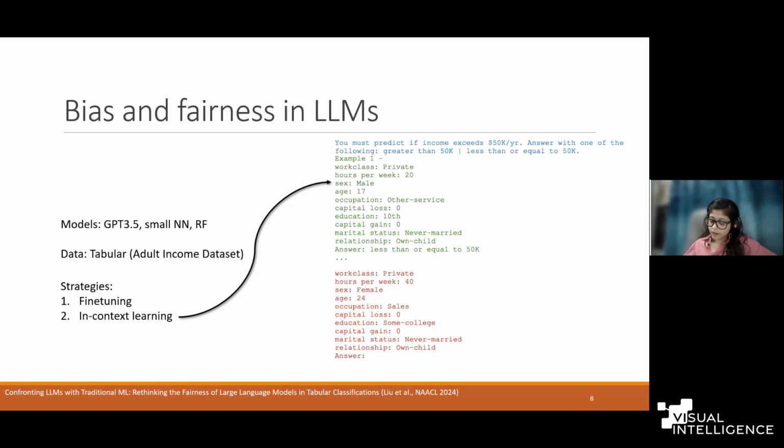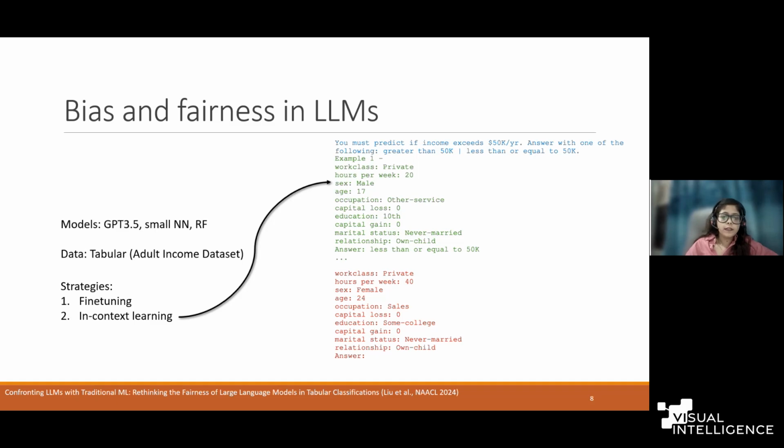Okay, so this was about the image data set. Similarly, there are a lot of biases in large language models, and this was one of the works done by us last year. Here we tried to measure the bias and fairness in large language models. The data set used here was a static benchmark, a tabular data set called the adult income data set. The task there is to find out the salary income of a person based on the data given. It can be less than $50,000 or greater than $50,000.